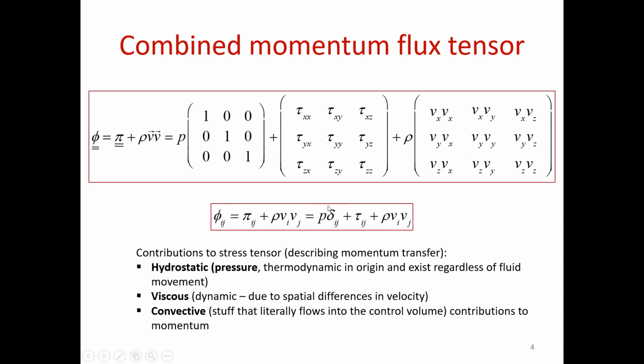Okay. Now, what is delta ij again? This is shorthand notation. Identity matrix elements. So they're going to be 1 if i is equal to j and 0 otherwise. That's also called Kronecker delta. So I have again pressure component, P times delta ij, viscous component, tau ij, and convective component, stuff that literally flows into my control volume, rho Vi Vj. Excellent. That's my combined momentum flux tensor.